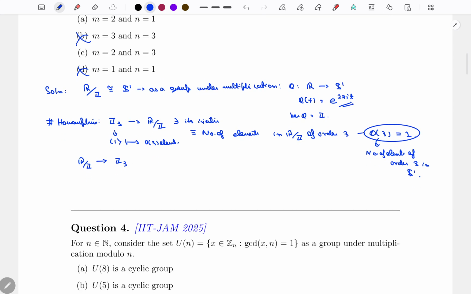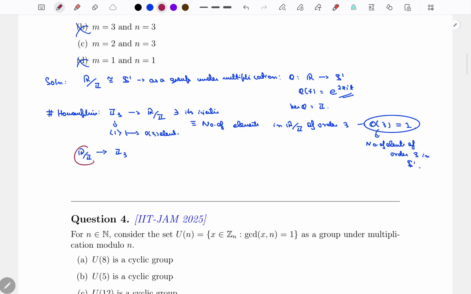Okay, what should I be applying here? We can apply a very interesting fact here. See, R mod Z is a divisible group because it's the quotient of a divisible group. So it's a divisible group, while this is a finite group, and I had probably given as an exercise that finite groups are not divisible.